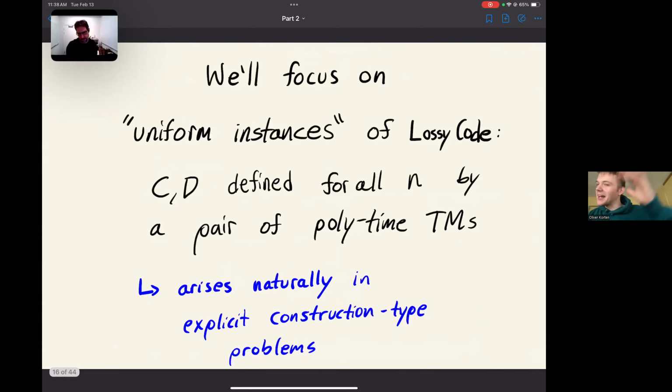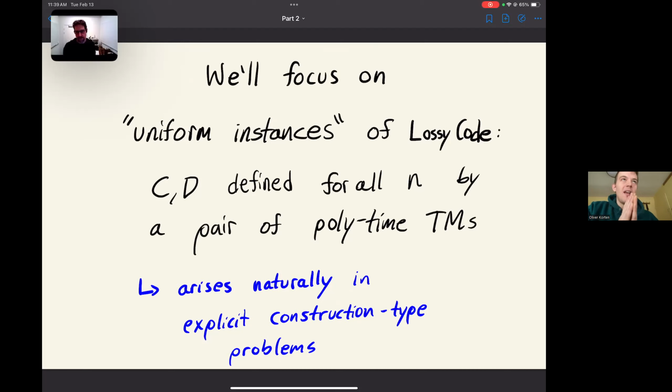One more caveat I'm going to throw on this lossy code problem is that instead of thinking of this as a problem where you're given an input, just somebody describes to you the circuits C and D, we're going to imagine that we have instances of C and D of this lossy code problem that are defined uniformly by a polynomial time algorithm for all n. And this is, if you think back to the range avoidance problem, the natural situation that arises from explicit construction problems.